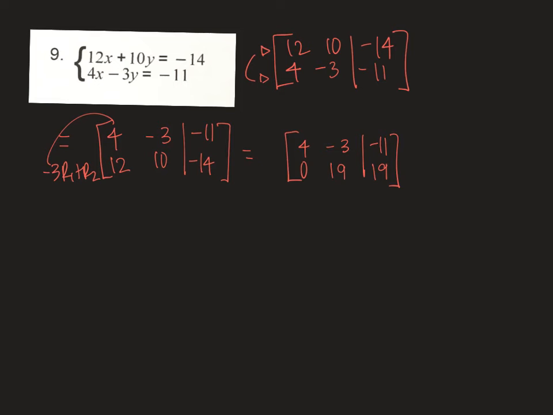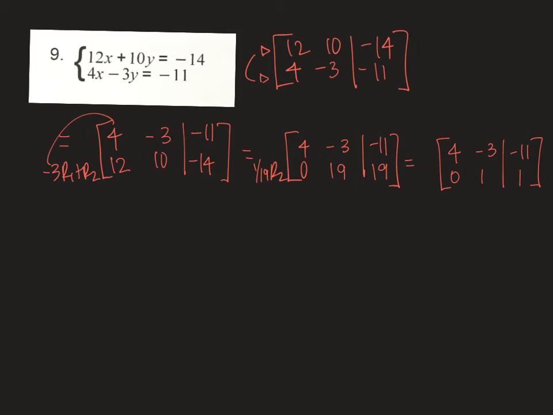And I know that I need my 19 in that second row to become a 1. So I'm going to multiply my second row all by 1 over 19. So my first row is going to stay the same. 0 times 1 over 19 is 0. 19 times 1 over 19 is 1. And 19 times 1 over 19 is 1 again.